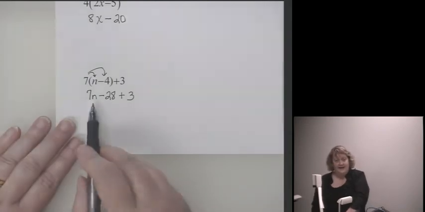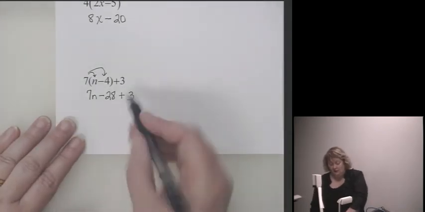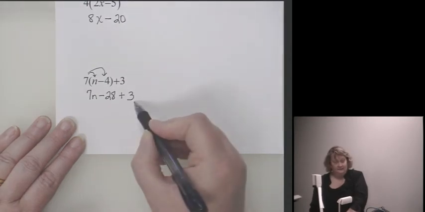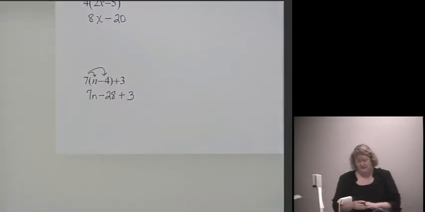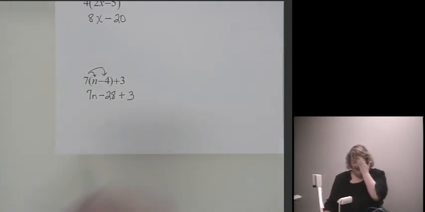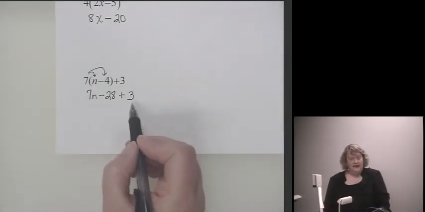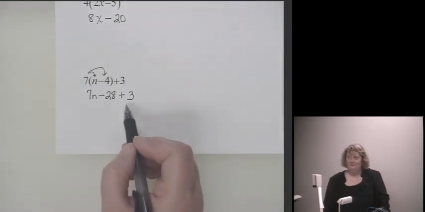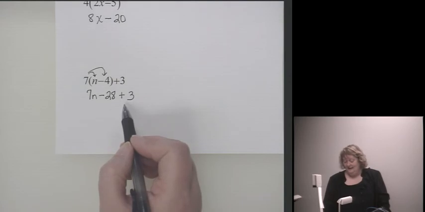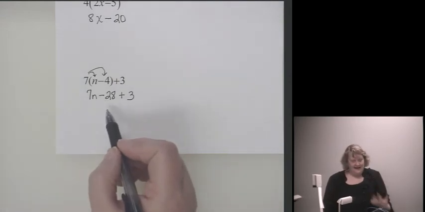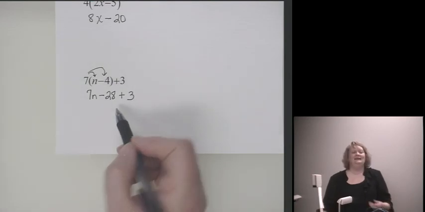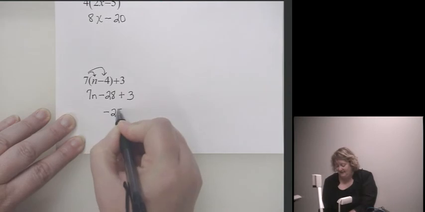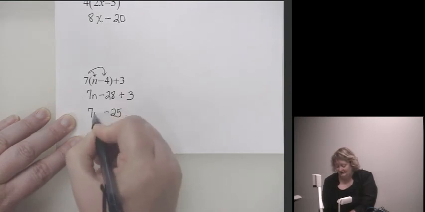Now we need to look at what we have left. And we have like terms. We have a subtract 28 and a plus 3. In this case, we do want to look and follow our rules of operation. If you're down 28 and add 3, that's going to leave you a negative 25, and then bring down 7n.